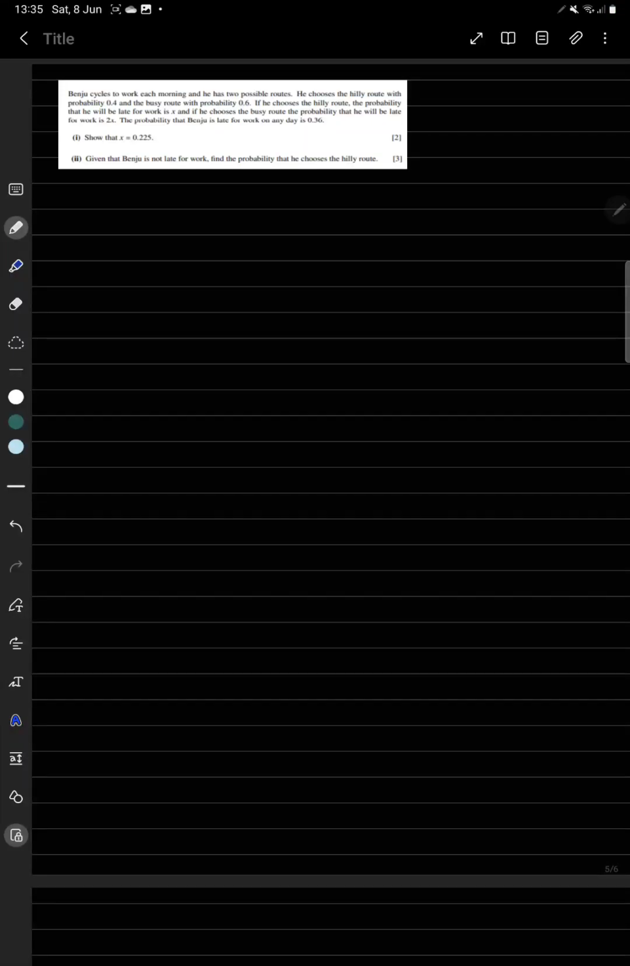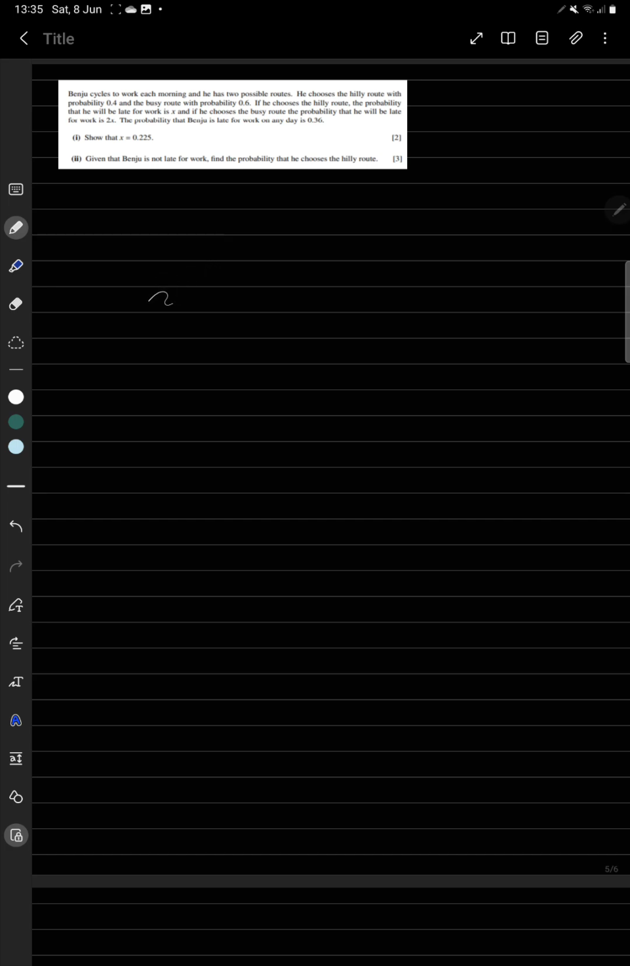Hello everyone. So now we're dealing with topic paper 5, and it's under the topic of probability. Now let's start. Benju cycles to work each morning and he has two possible routes. While reading this, I'm just going to draw the tree diagram.